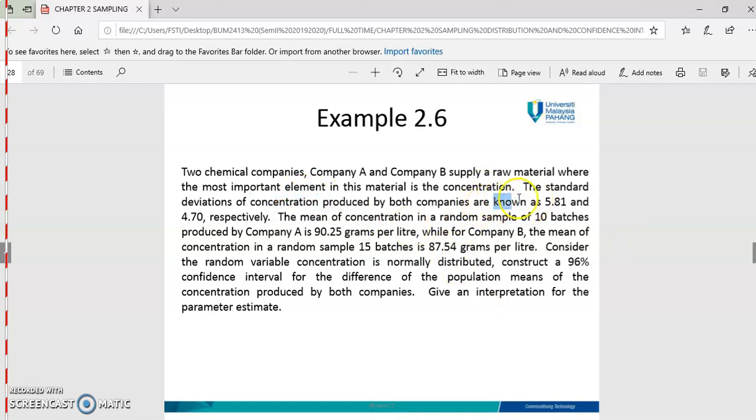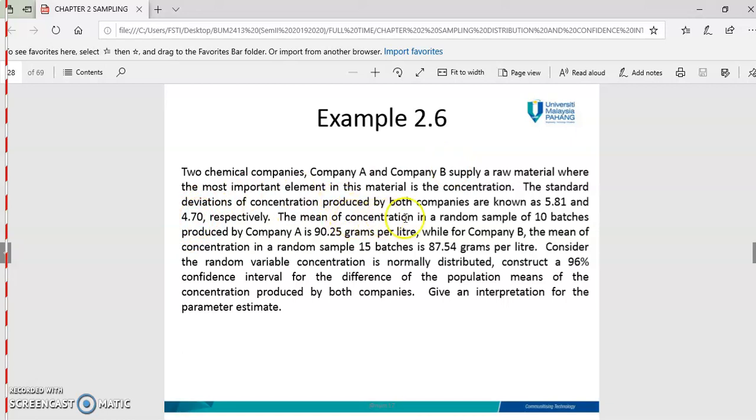Known. So the keyword here is known. When we have the word known here, it means that the standard deviation here is sigma. So 5.81 is your sigma A, because here it mentioned company A first. And here it mentioned both companies, so it is company A and company B. So 5.81 is sigma A, and 4.70 is your sigma B.